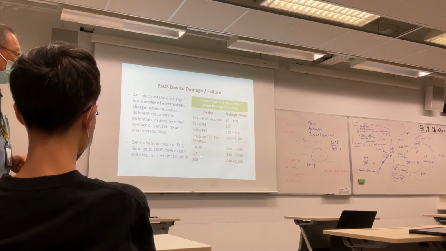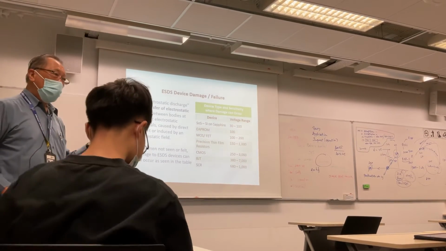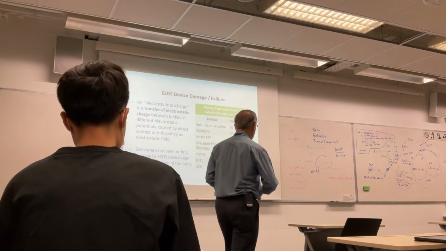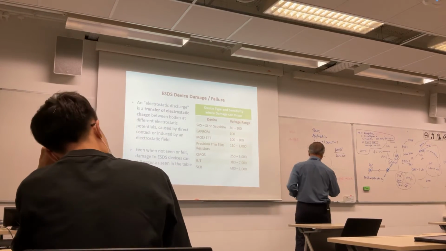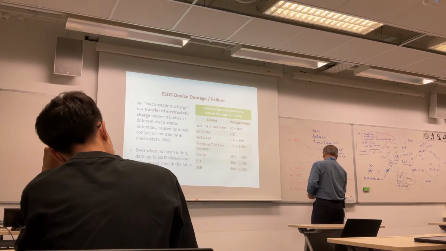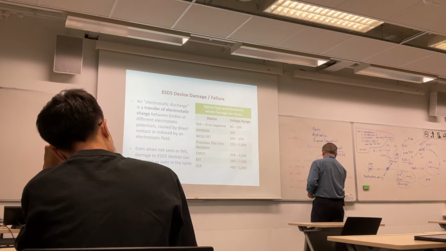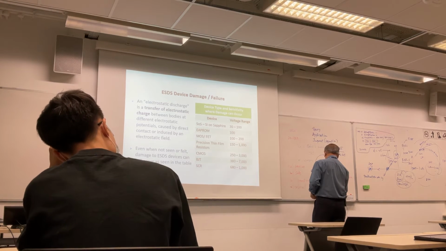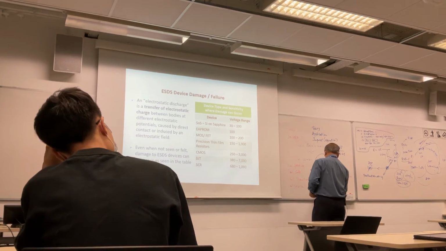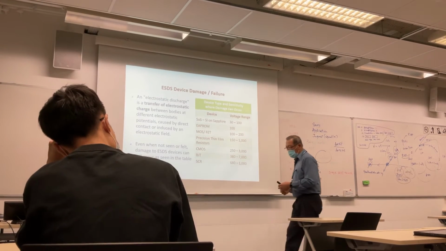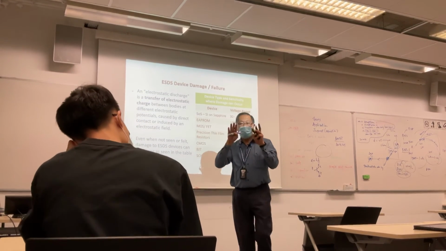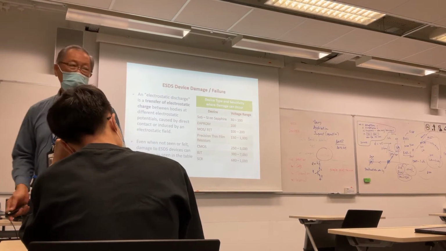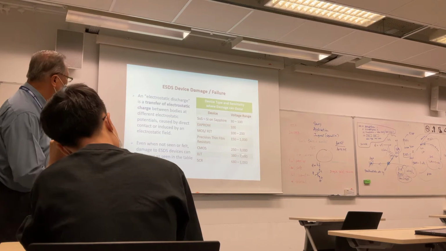So BJT, bipolar junction transistor. Your normal, standard transistor is called a BJT. This is your base, this is your collector, this is your emitter. It's called a BJT because it has two junctions, a bipolar junction transistor. Now these are quite resilient, so it's not a problem.